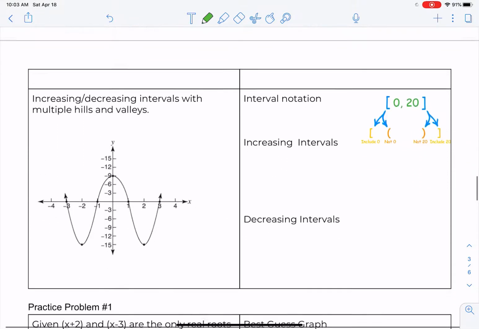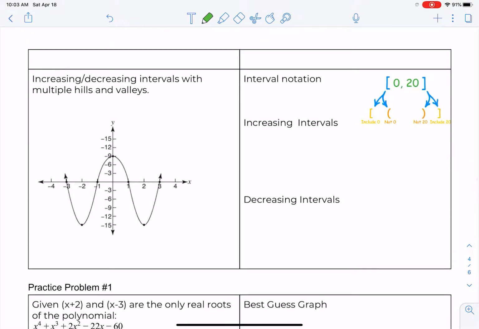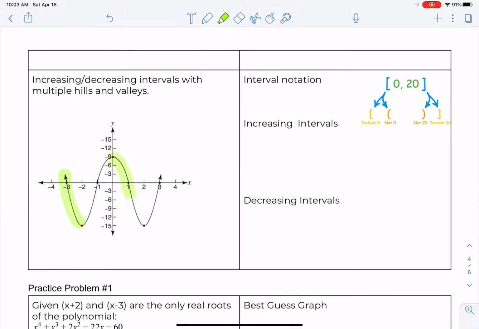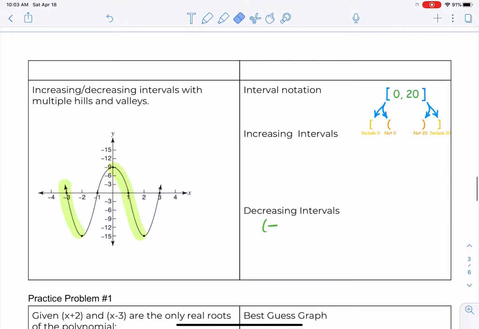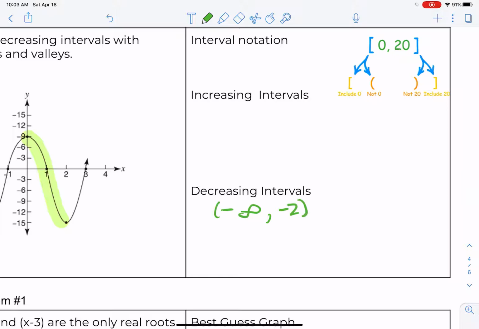Okay. So what if you have a bunch of hills and valleys and you need to do interval notation? Same idea. Let's start with decreasing because we did that in this color last time. So decreasing from here to there, right? Those values, as we read left to right, the y values are falling. Also decreasing from here to here, right? So let's talk about those decreasing intervals. Well, we have from negative infinity, oops, that's not an infinity, that's going to be an 8. From negative infinity to this point right here, which is negative 2, we are decreasing.